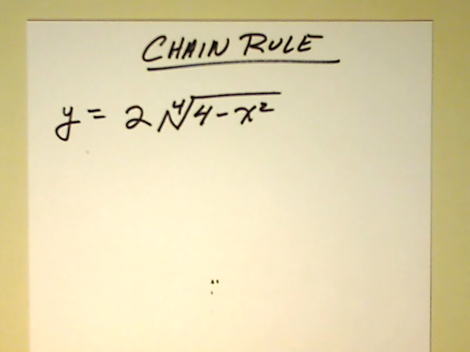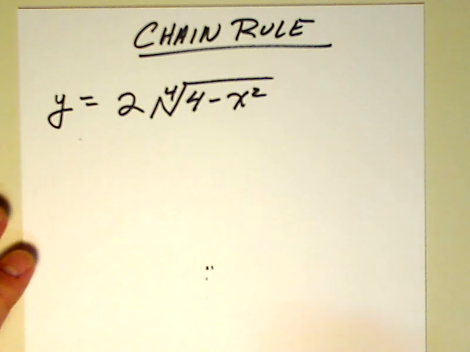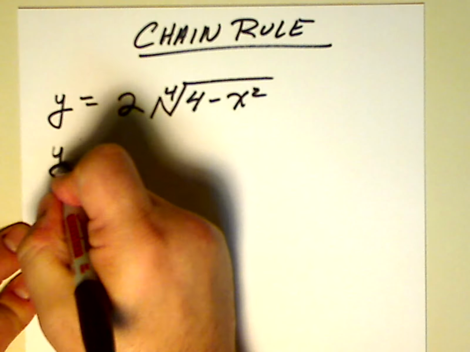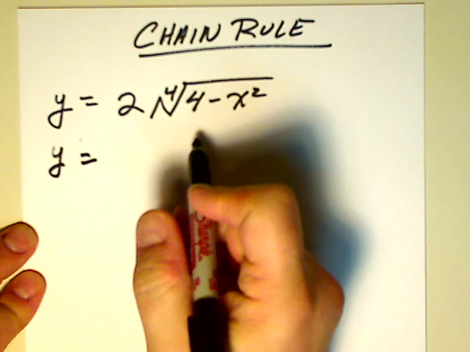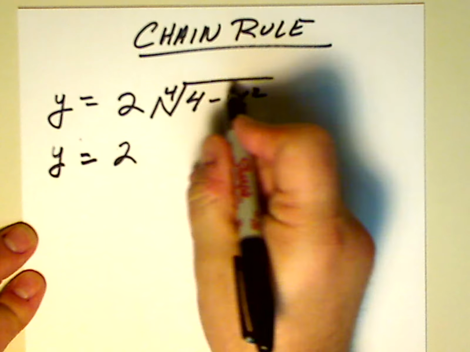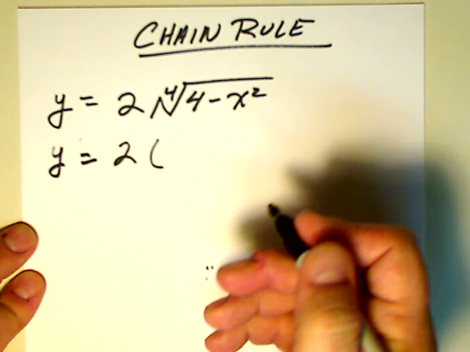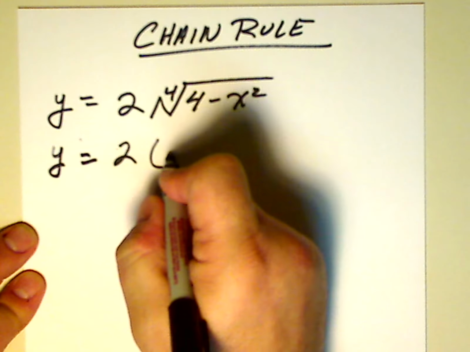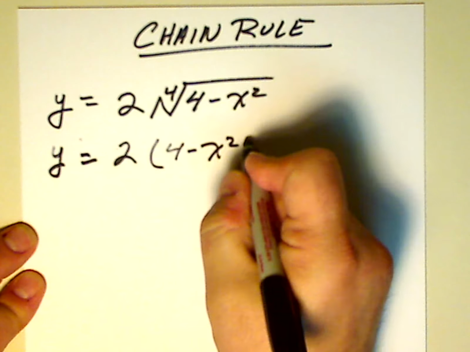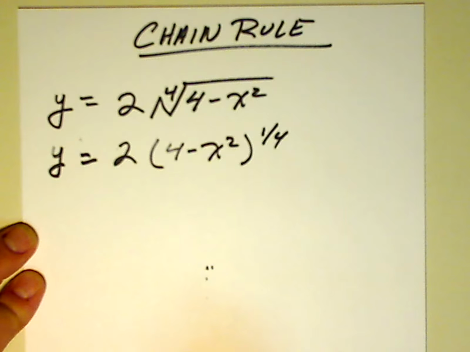I'm a professor at the State University of New York at Old Westbury, and this video is the second of 3 or 4 videos. I haven't decided how many I'm going to make yet on the chain rule. So I wrote down a problem, 2 times the 4th root of 4 minus x squared. Let's differentiate this thing. The first thing we're going to do is rewrite this, getting rid of the root symbol. The 4th root is the same as raising it to the power of 1/4. So we have 2 times (4 minus x squared) to the 1/4.